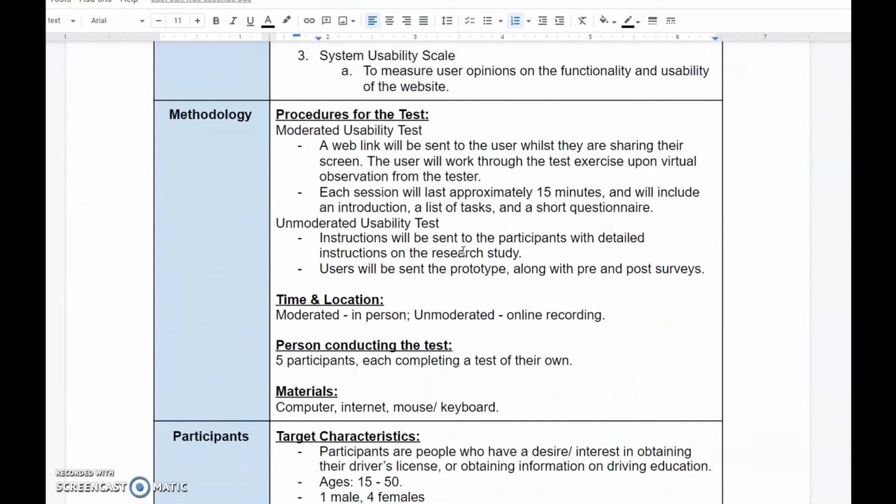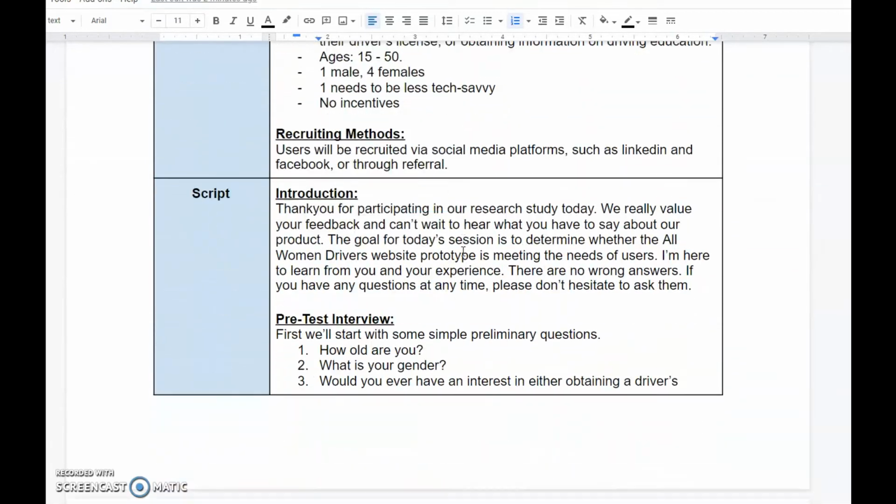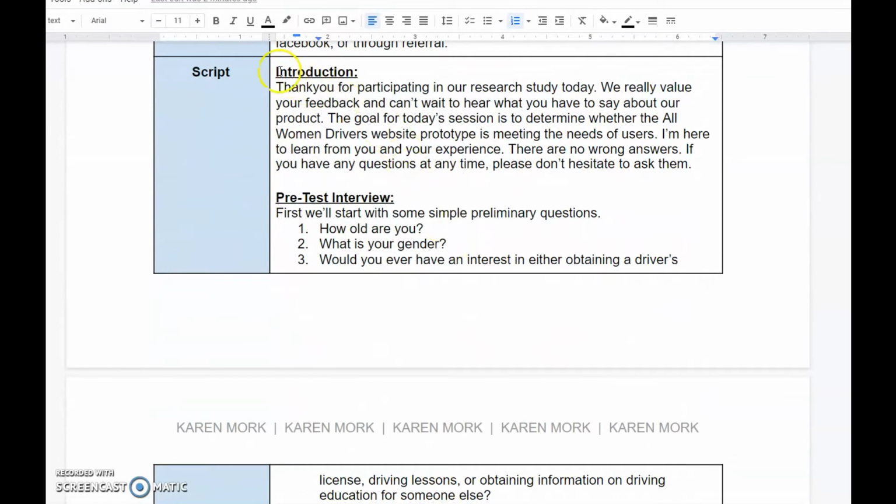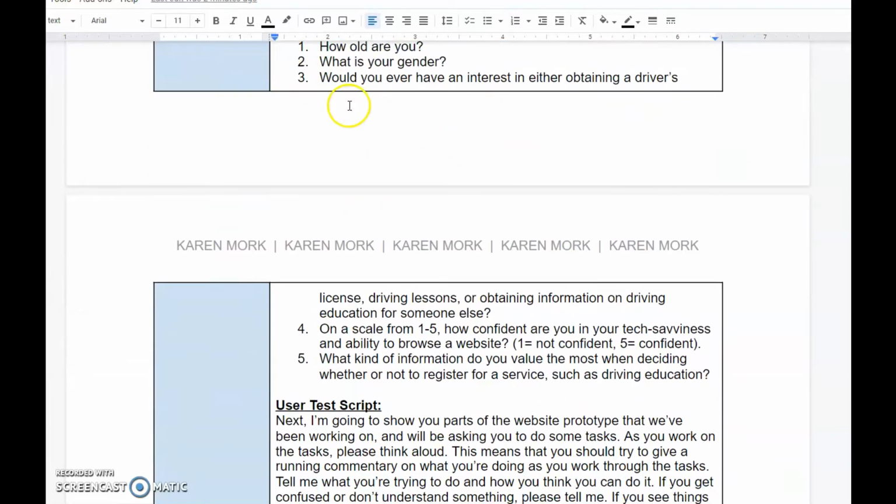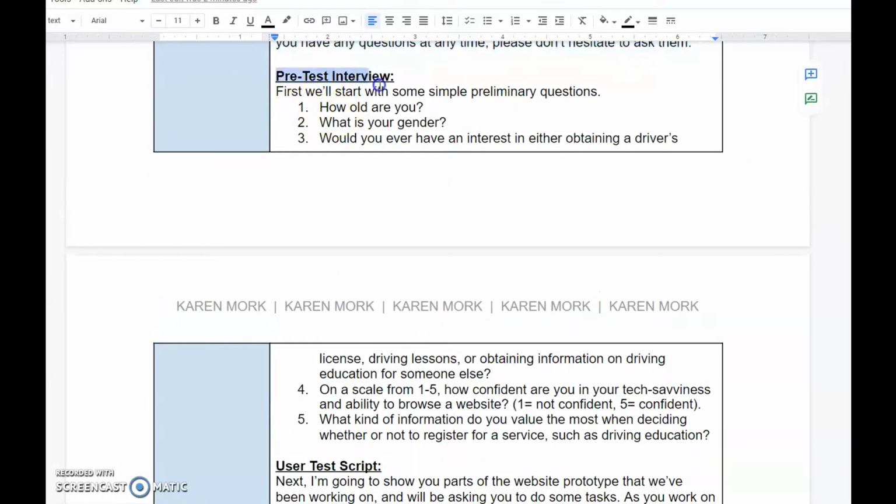Now I'm going to scroll down a bit and show you the general script. Usually you need to have an introduction. This is what you say to the participant after meeting them to introduce them to what you are doing that day. And then you should always have a pre-test interview. Usually this is asked before the actual interview because you want to know if they meet the criteria for the actual study.